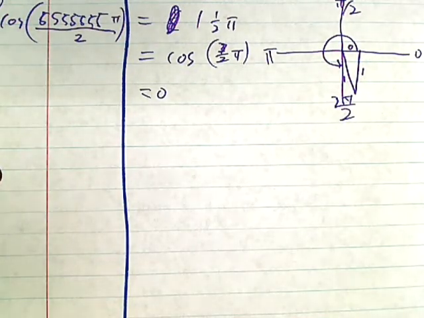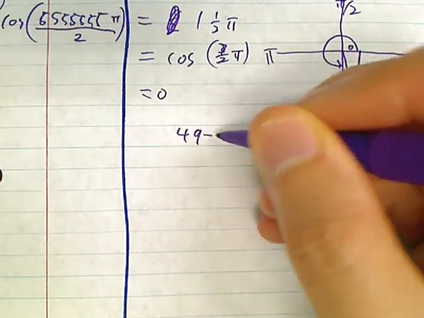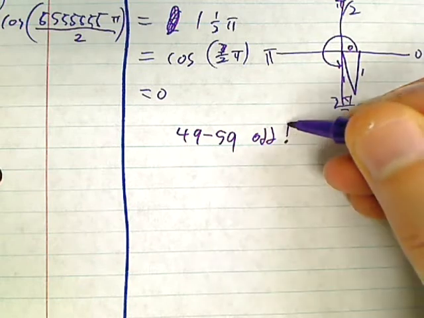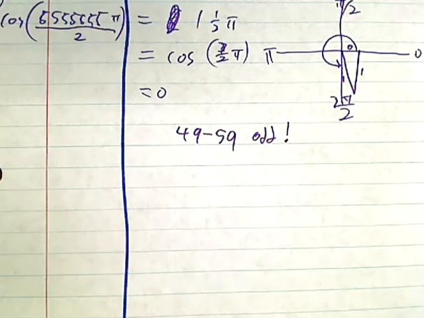Did I say something else? I don't know. Try some problems for me, please. 49 through 59 odd. With an exclamation point. That doesn't mean factorial. That just means I'm excited.